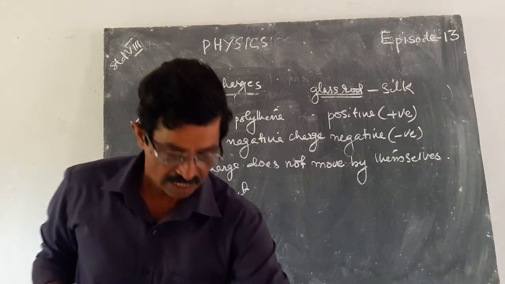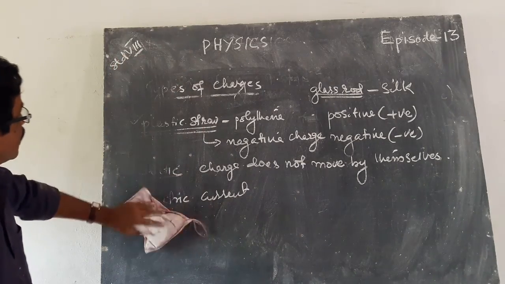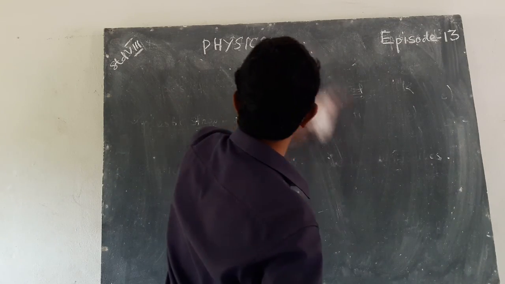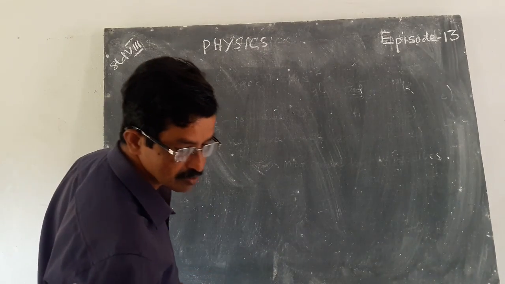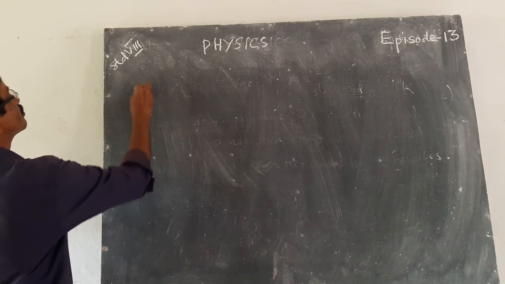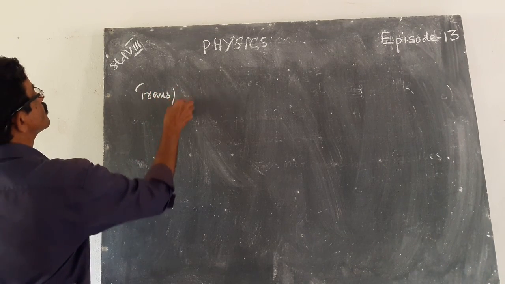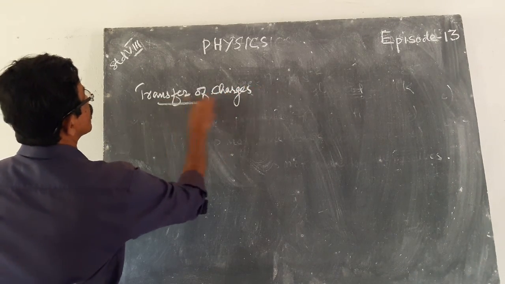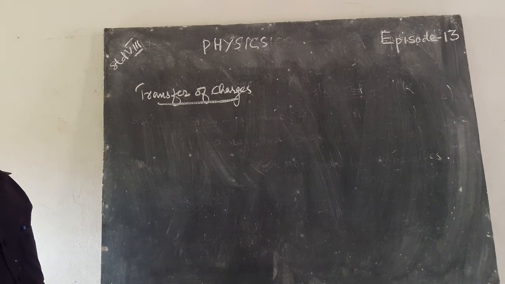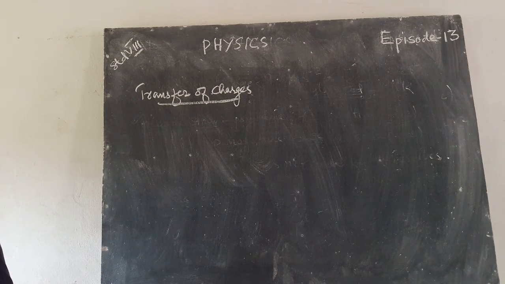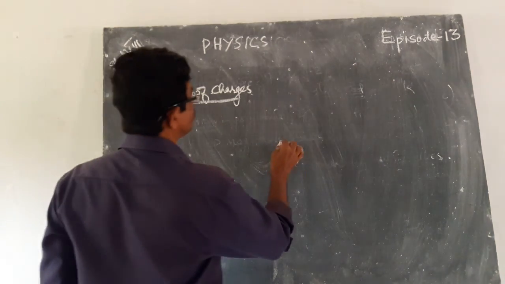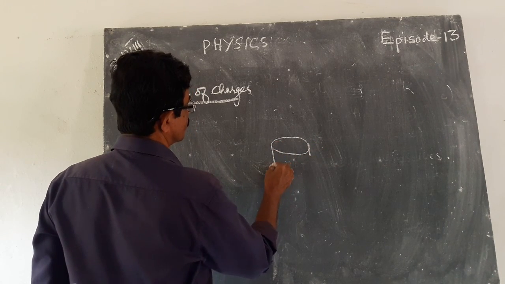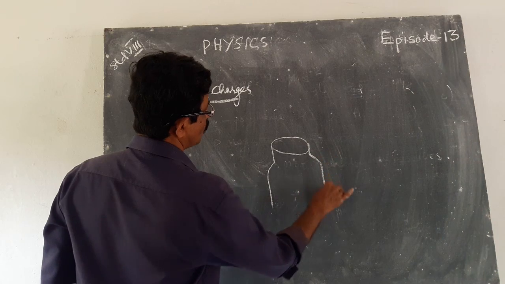Now see how the transfer of charges takes place. Transfer of charges. Here is an activity that you can do. Take a plastic bottle, like this one plastic bottle.